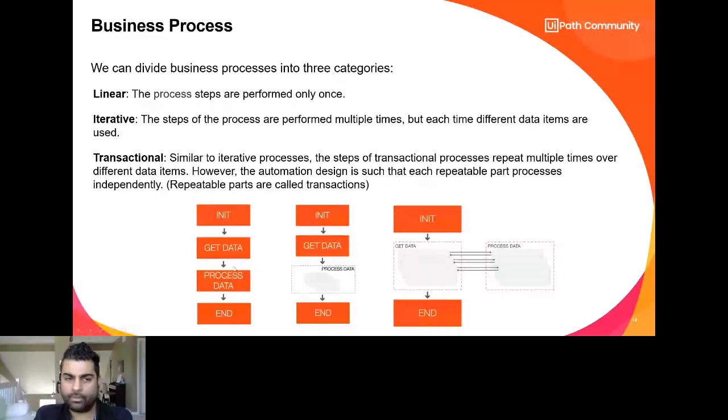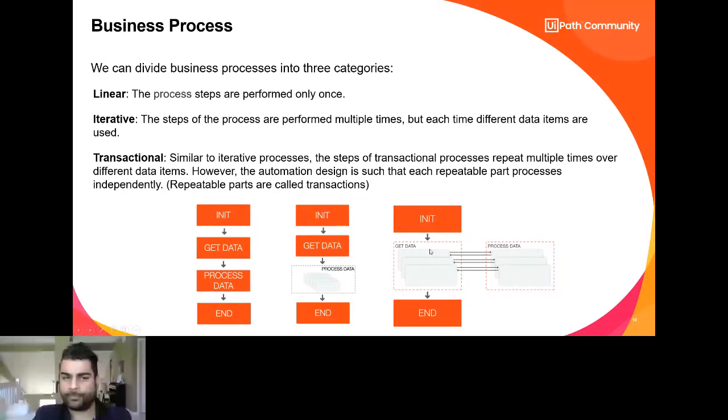Then the other type of business process is called the iterative. What does iterative mean? Iterative means you start with the initial step, then you get the data, but then in a loop, in an iterative way, you are processing your automation. That is the difference between linear and iterative. It processes the data in iteration, but each time a different data item is processed. That is the key point here.